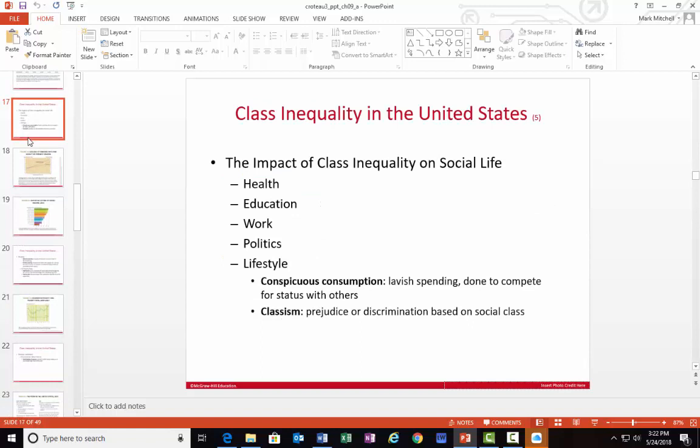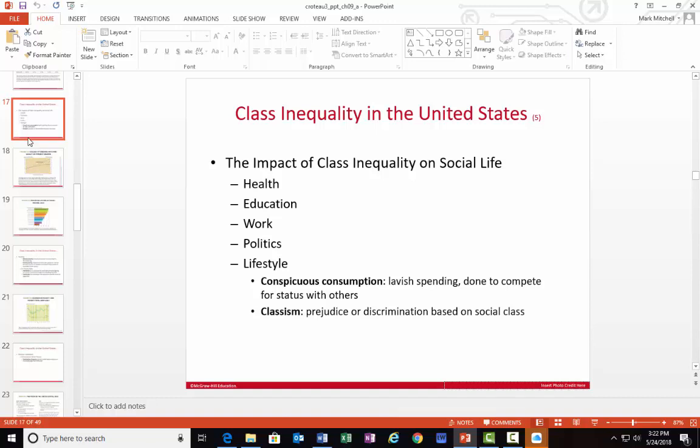All right, so why have we been talking about this? Why does it matter so much? There's something else we could be discussing. Why do we have a chapter on this stuff? But our book makes a significant point in that class inequality is important. It's worthy of discussion because it affects everyone. So these are some of the factors that we can see that class inequality does influence in terms of your own personal health, what level of education you have, your work, your politics, and your lifestyle.